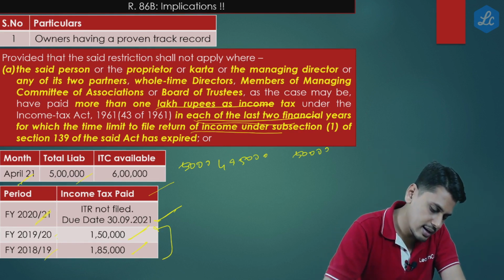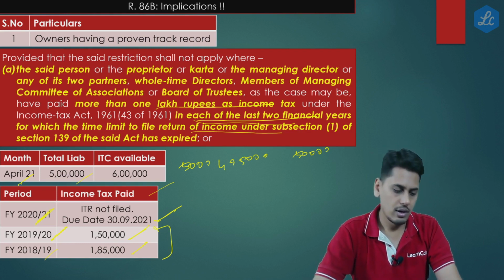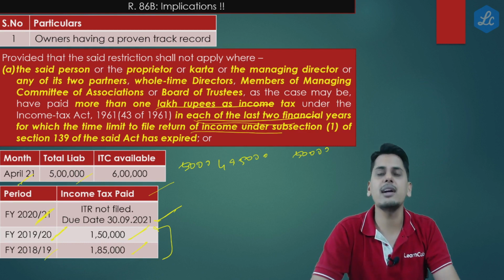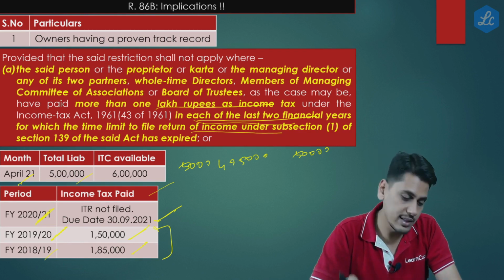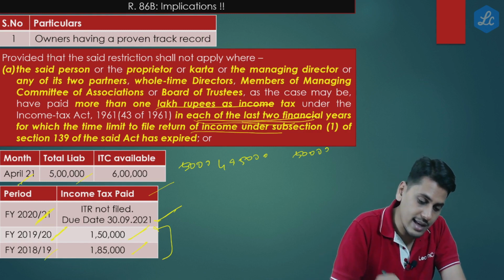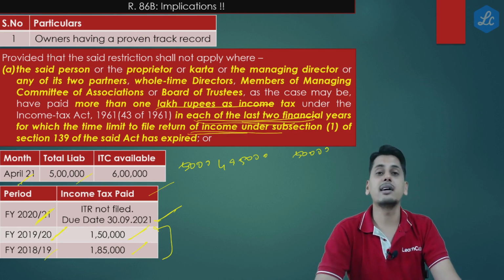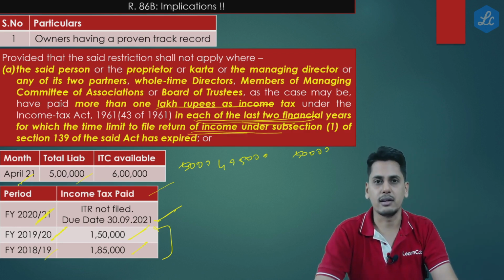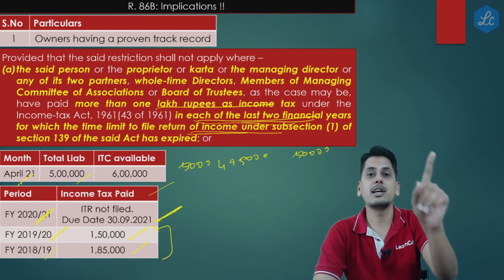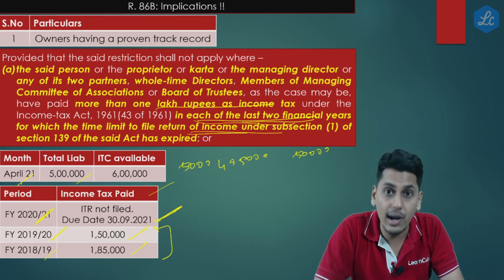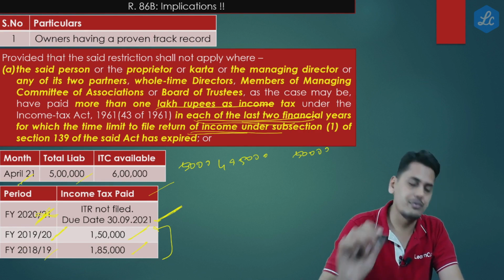If it is 1920 and 2021, relaxation will not be available because for 2021 he has not yet filed his income tax returns. So which financial years are we supposed to take? Friends, it says for each of the last 2 financial years for which the time limit to file the income tax return under 139 subsection 1 has expired. So now friends, whether the time limit to file income tax returns for financial year 2021 under 139 subsection 1 of income tax has expired, the answer is no. So we are not going to consider this financial year.